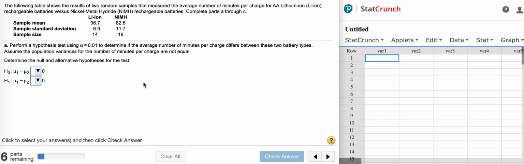The table shows the results of two random samples that measure the average number of minutes per charge for lithium ion batteries versus nickel metal hydride rechargeable batteries. In each case, we're given the sample mean, the sample standard deviation, and the sample size. So conducting a hypothesis test, we're going to be using t-statistics.